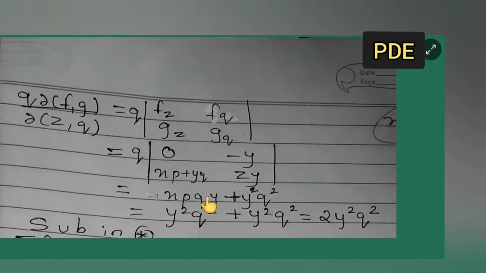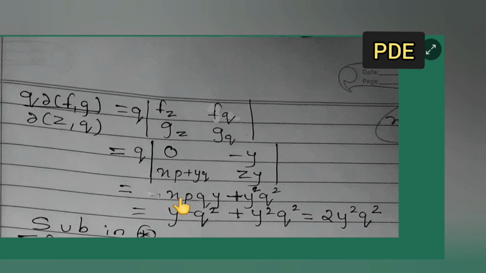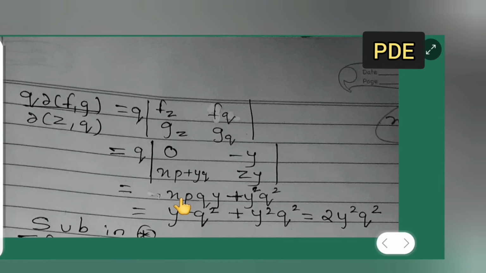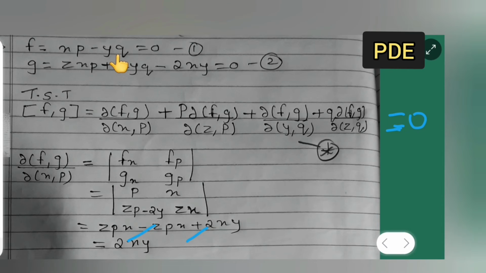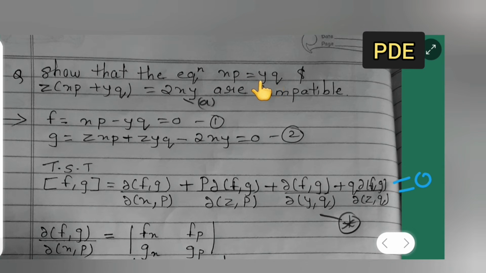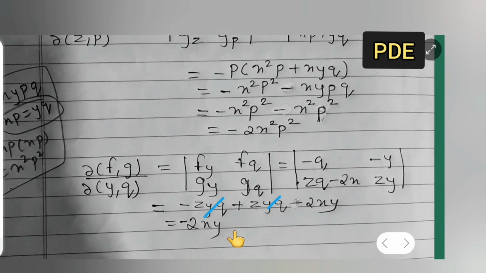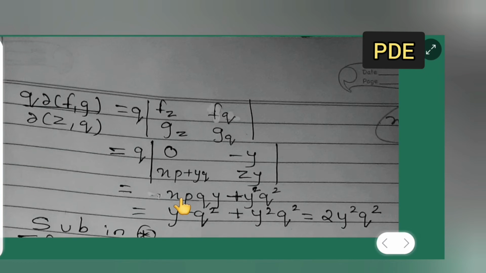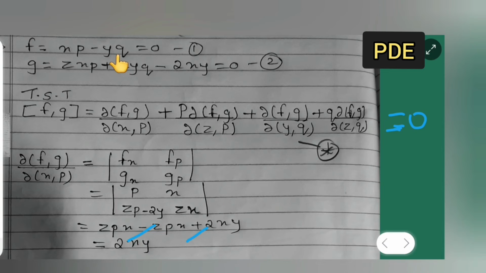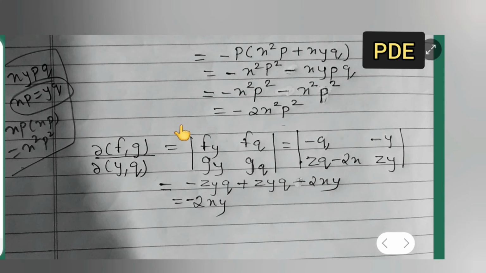So xp is equal to yq. So in place of xp, what I am going to do is yq. From this equation I got xp is equal to yq. So plug that value over here. So I will get y square q square plus y square q square, which is nothing but 2 y square q square. Okay. Now substitute all these values in star. So I have to substitute whatever values I got in this star. Okay. Now let us substitute and see what we are going to get.